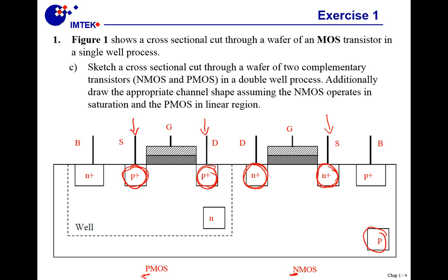The next part says to draw the appropriate channel shape assuming the NMOS operates in saturation region. In order to operate in saturation region, you should be at least in pinch off. That means our channel is not completed, so this region has no channel. Our channel shape looks like this with negative charge carriers. For our PMOS in linear region, we have no pinch off, so we have such a channel shape.